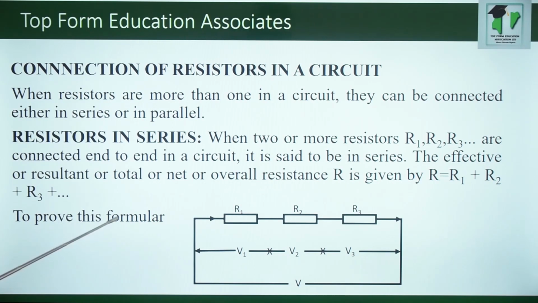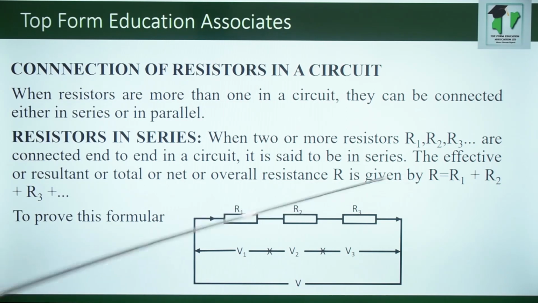So to prove this formula, we have seen already the circuit diagram of resistors in series. You have R1, R2, R3. The following you have V1, V2, V3, meaning the voltage across each of the resistors. Is that okay? And then you have this V here giving you the total voltage in the circuit. So to prove this formula, we want to check the next page.